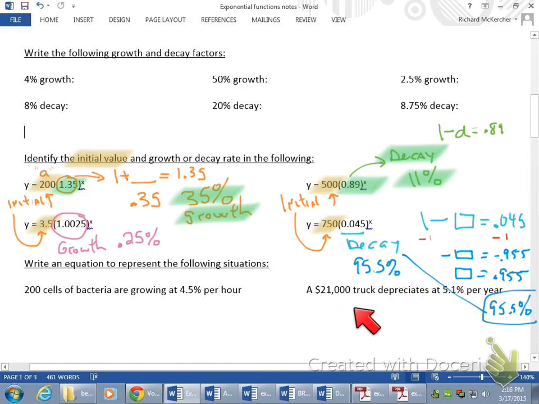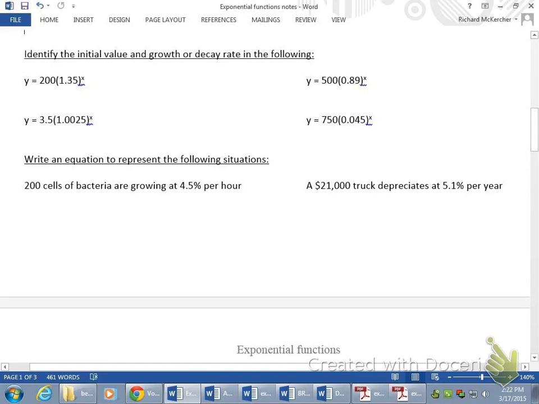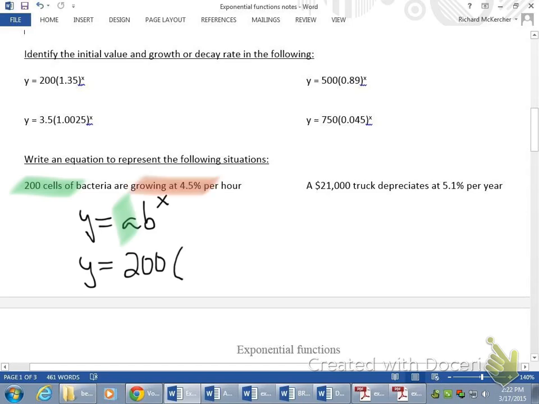One last thing to look at, and that's going to be writing equations at the bottom. So if I write equations to represent these situations, the first thing I'm going to do is y equals a b to the x. Of course, the a represents my initial value, so it tells me clearly the initial value is 200. Now the b is my growth or decay rate. This one says growth, so it's clearly growth. So I write 1 plus 0.045, and of course that is 1.045 raised to the x power. So my growth or decay rate goes right here.